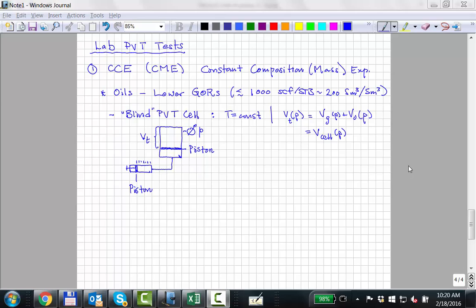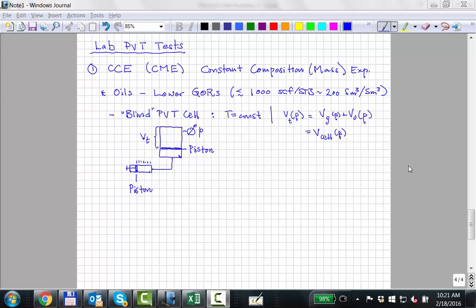One for oils, and in particular oils that are a little bit lower gas-oil ratio. They're not so compressible. We could call it slightly compressible oils. Typically that would have, if you took the reservoir oil to the surface and flashed it down to stock tank conditions, you'd get somewhere around, less than around 1,000 standard cubic feet per stock tank barrel, or around 200 standard cubic meters gas per standard cubic meter of flashed oil.